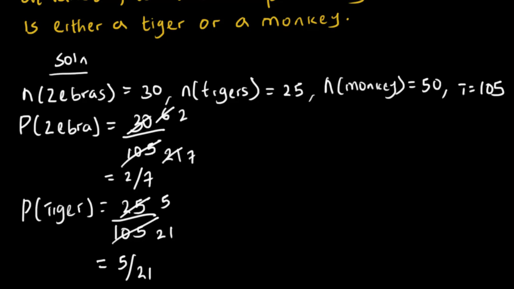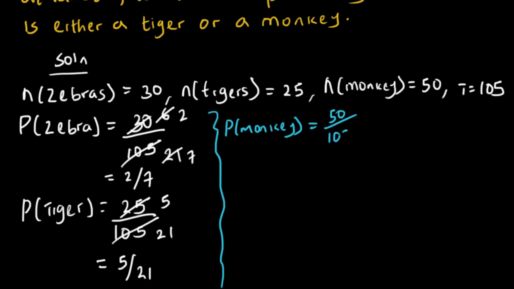Alright, so we do the last one. Probability of picking a monkey. So probability of monkey. How many monkeys do we have? 50 all over. What's the total number of animals? 105. 5 here will give us 10. 5 in 10 is 2. 5 in 5 is 1. So we have 10 over 21.